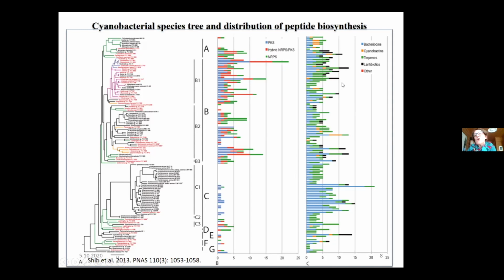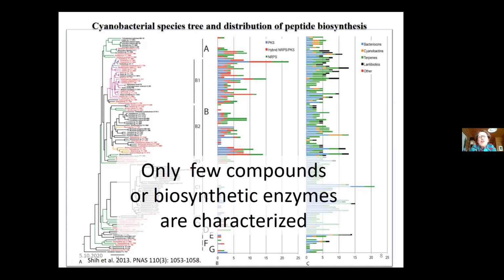But then, based on the genomes, we could also look at bacteriocins, cyanobactins, terpenes, lantibiotics and others, and these kinds of gene clusters seem to be very common in cyanobacteria. But what's more, we know only a few compounds and biosynthetic enzymes, so there is plenty of research still to be done about these compounds and biosynthetic systems.